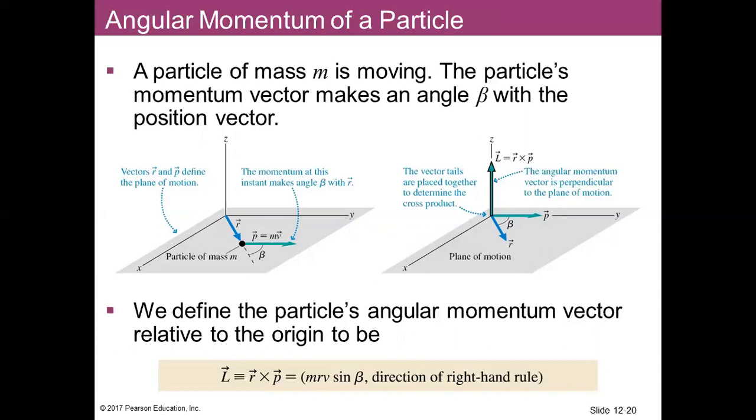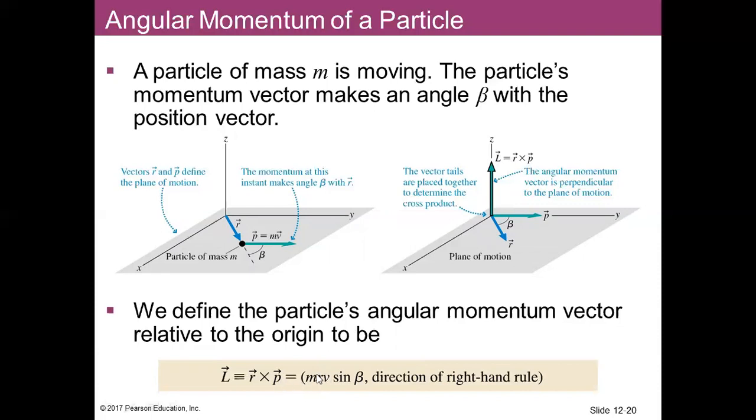The particle of mass m is moving. The particle's momentum vector makes an angle beta with the position vector. So you can see P here represents the linear momentum, with the mass m and the speed v, and the distance r. So we have the XYZ plane here. Then on the other side, we have angular momentum, which is R cross P, where P is the linear momentum. Then we know that P is the same as mv.